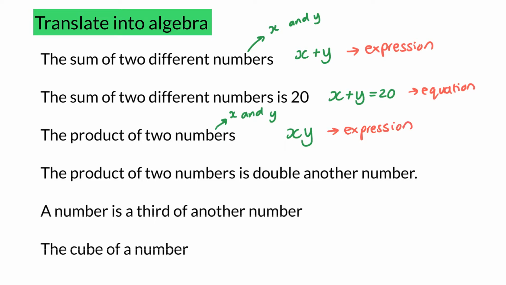The next description says the product of two numbers is double another number. So let's make this other number z. So the product of two numbers, xy, is double, 2 times z. That is also an equation.